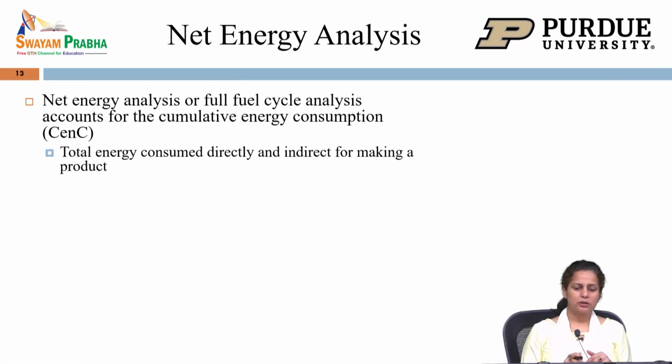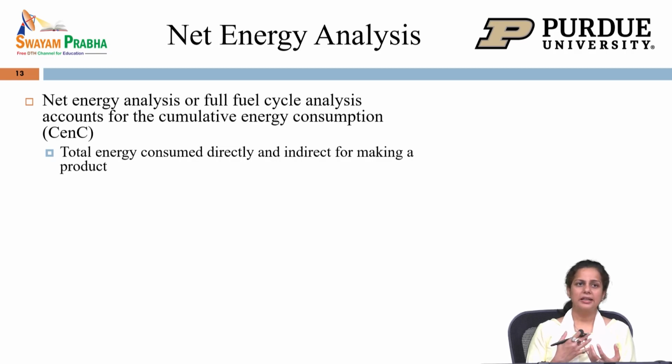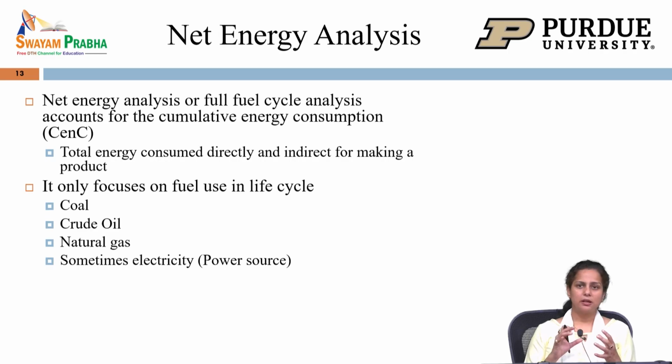Okay. So, let us look at the net energy analysis. In the beginning we saw that the net energy analysis is, for the process, E_P minus the processing energy. Here in this case we call it the cumulative energy consumption for the life cycle, and it is the total energy consumed directly and indirectly for making a product. So, instead of making that difference, we are calculating it as total energy consumed, and it will only focus on the fuel used in the life cycle.